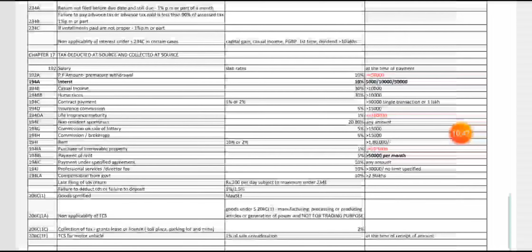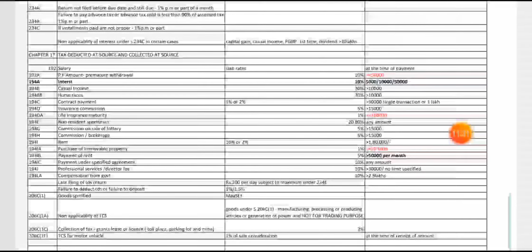Okay, 194IB talks about TDS on rent paid on immovable property. So this is rent on immovable property. The rent paid should exceed 50,000 per month or part of a month. Okay, 5% income. If PAN is not there, 20% to be deducted. 194IC talks about any person paying to a resident any consideration under a specified agreement. The TDS is 10%. This section refers to payments covered under joint development agreements, covered under section 45 subsection 5A of capital gains. So this is a specified section, you just have to remember it the way it is.